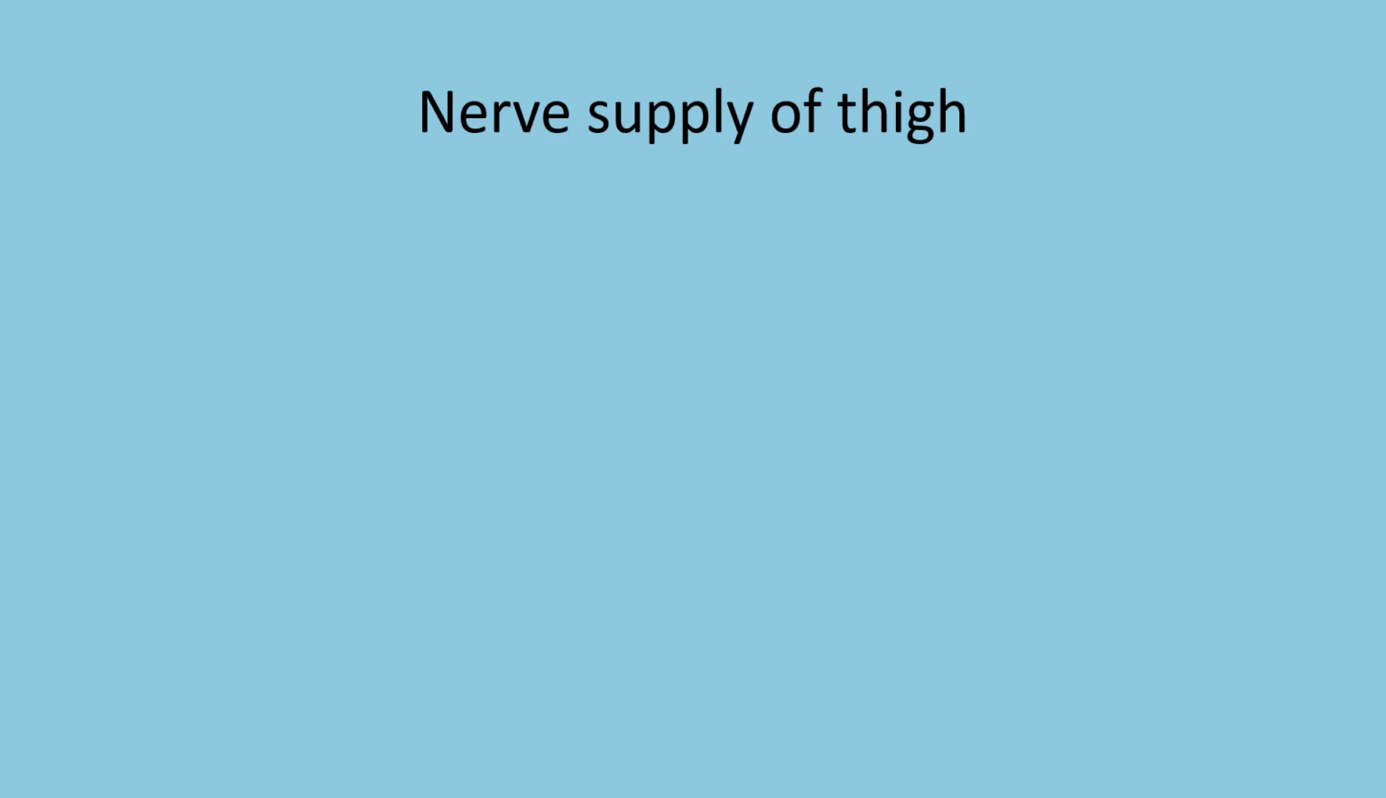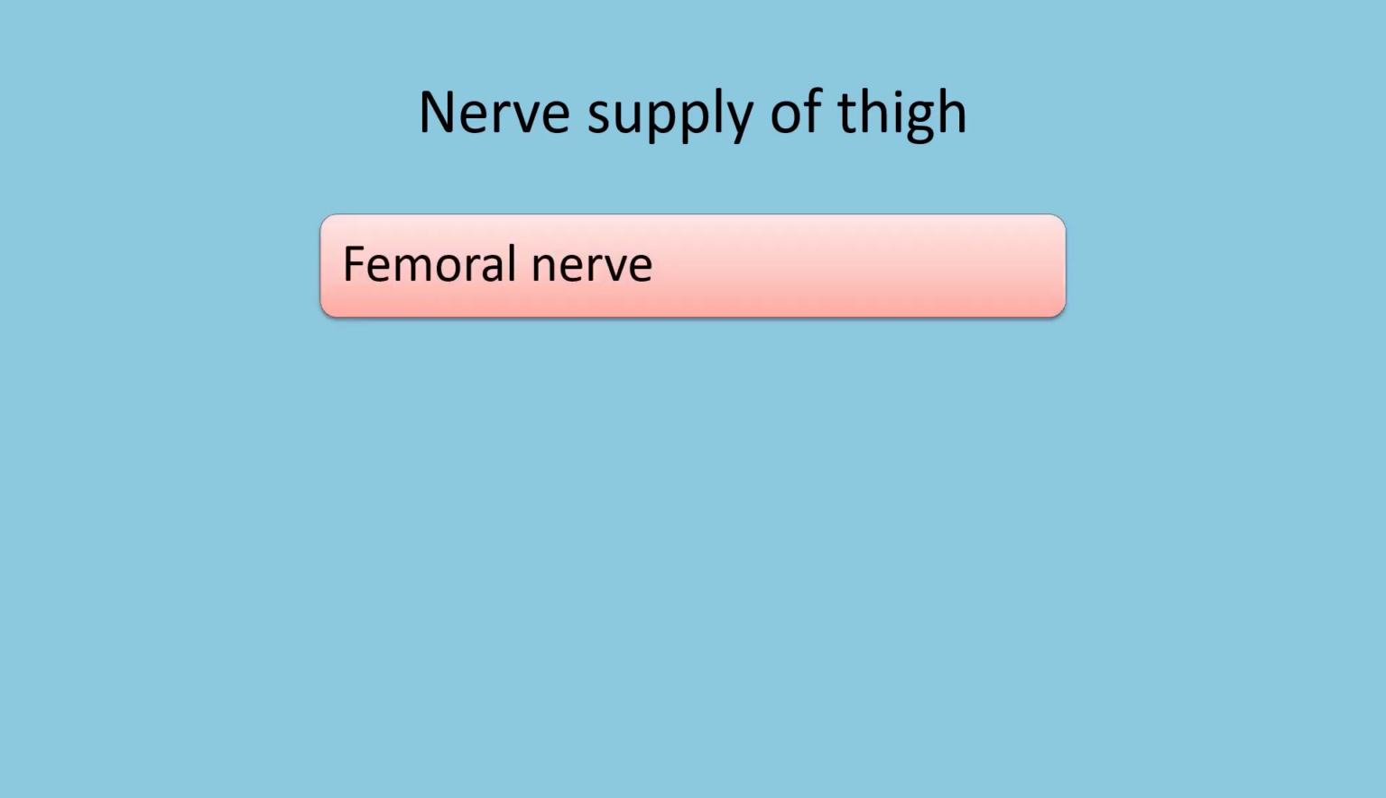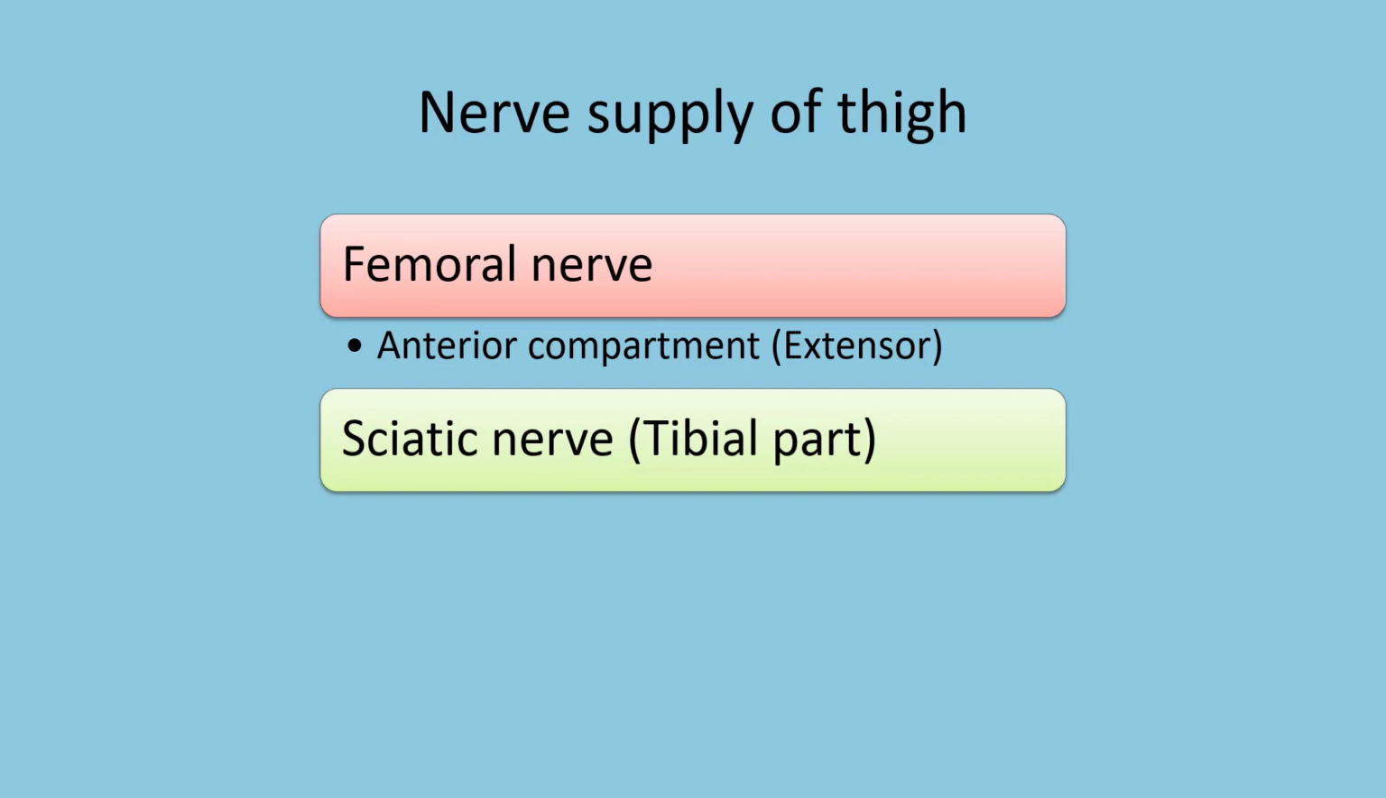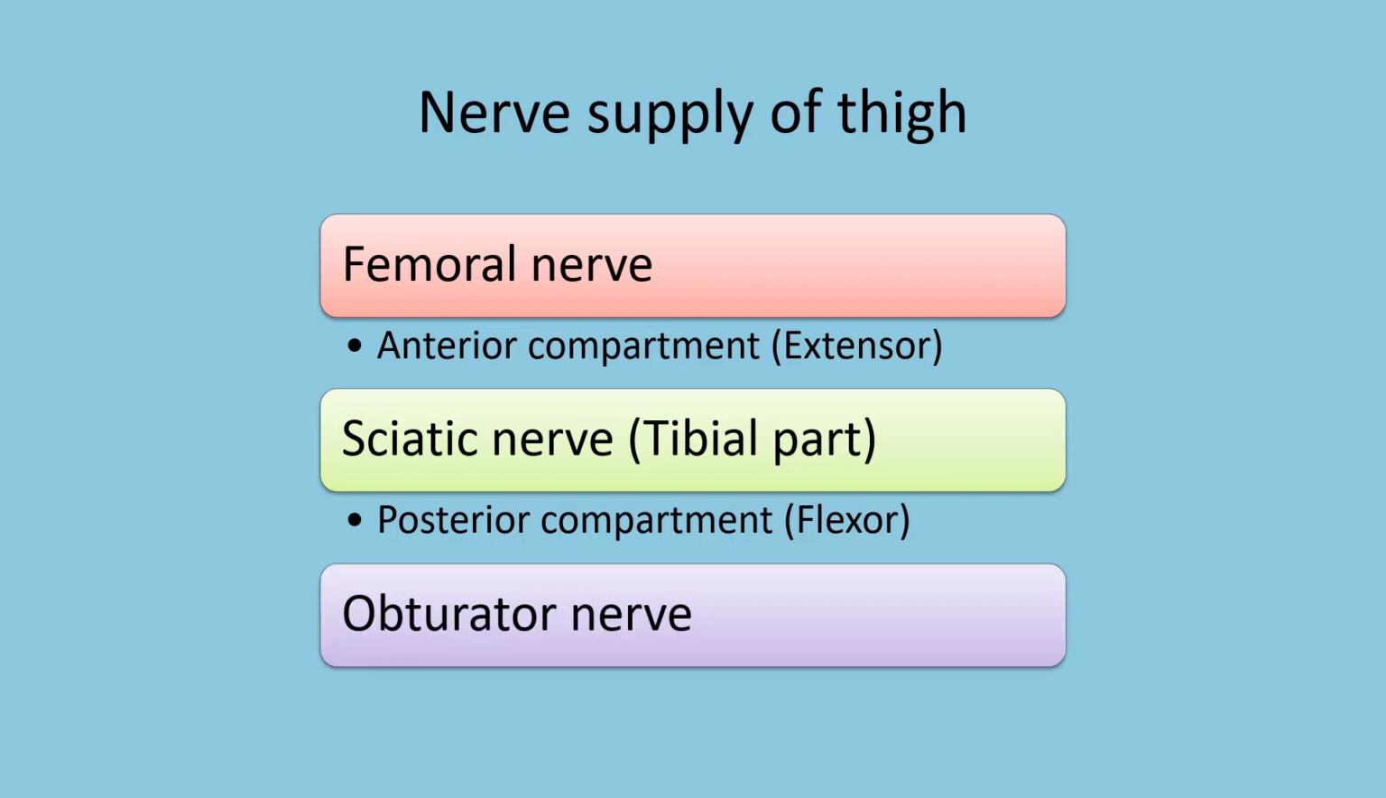Nerve supply of the thigh. It is by three different nerves. Femoral nerve, which innervates the anterior compartment of the thigh. The muscle is quadriceps femoris, which brings extension of the knee joint. This is the extensor compartment of the thigh supplied by the femoral nerve. Sciatic nerve, especially, has two components, tibial component and peroneal component. The tibial component is the one which supplies the posterior compartment of the thigh, which is the flexor of the knee joint. So the tibial component of the sciatic nerve is supplying the posterior compartment of the thigh.